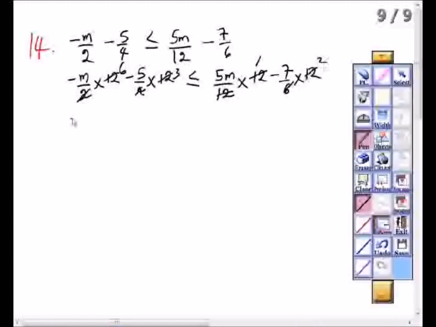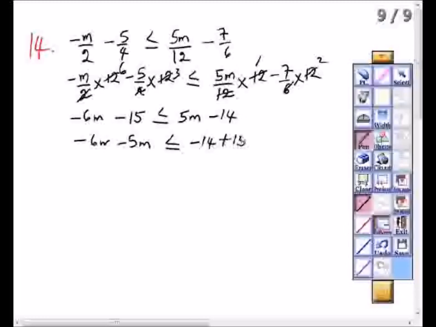So we now have minus 6m minus 15 is less than or equal to 5m minus 14. So we have minus 6m minus 5m is less than or equal to minus 14 plus 15. So we have minus 11m is less than or equal to 1.